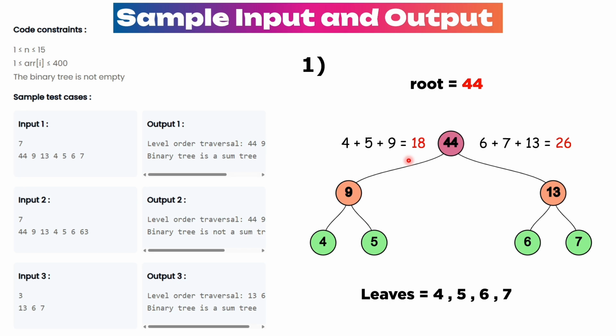So if we add these two subtrees' values, that are 18 and 26, we will get the answer as 44, which is equal to the root node's value. So the given tree will be considered as a sum tree. Let's see the same for the other two cases.